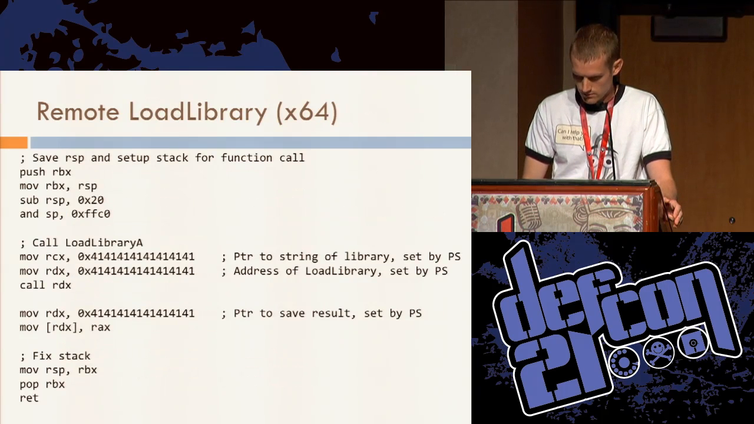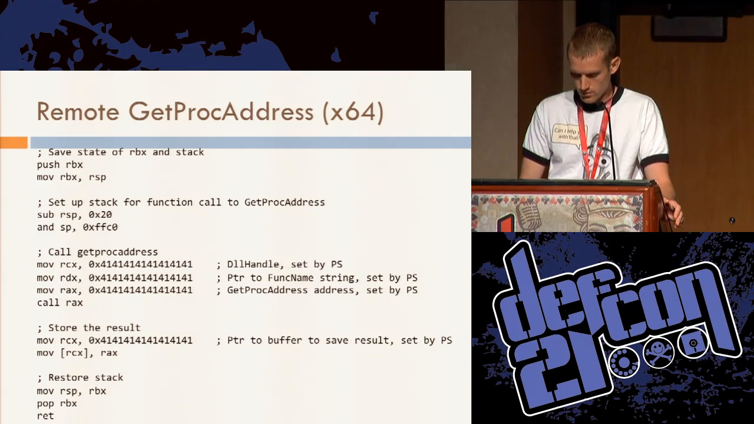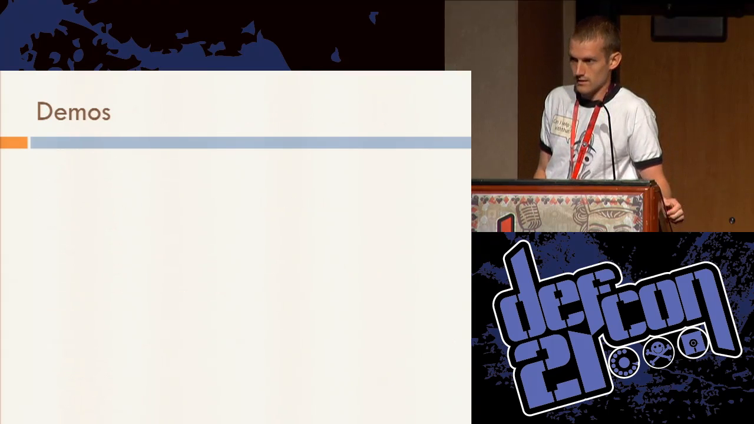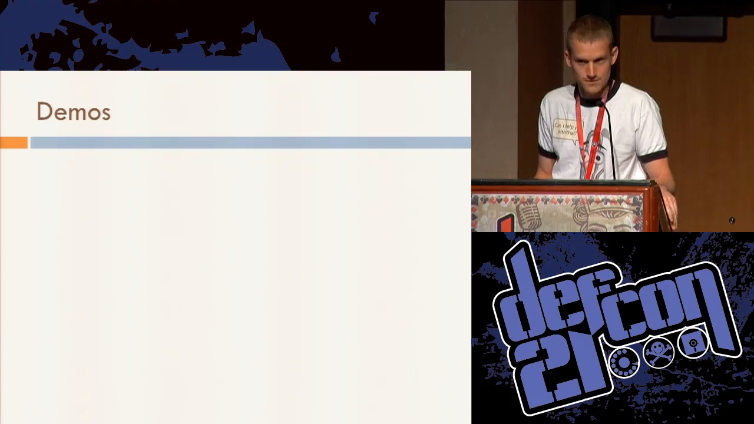So I just have, once again, more assembly here just for reference purposes for the shellcode that you actually write into the remote process to call load library and get proc address.